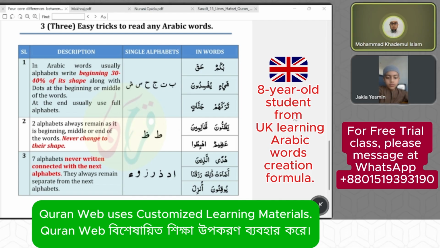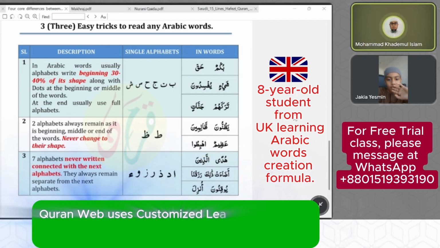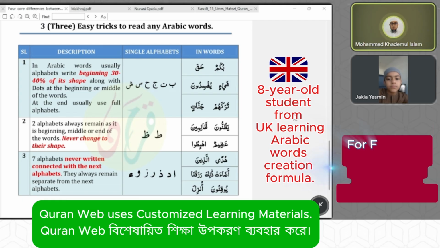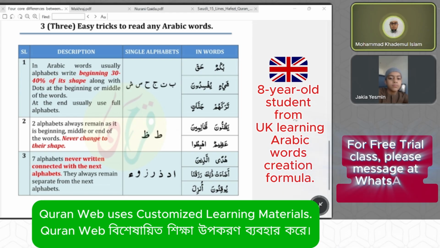Now let's explain this one. In the English language, we write from left to right. On the other hand, in the Arabic language, we write from right to left. So the first trick says, in Arabic words, usually alphabets begin with 30 to 40% of their shape. In the example, you can see ba, ta, jim, ha, sin, shin. In the middle or beginning of Arabic words, these alphabets usually use the first 30% of their shape along with their dots. Alphabets usually do not use their full size in Arabic words. Instead, they use only the first 30% of their shape along with their dots.